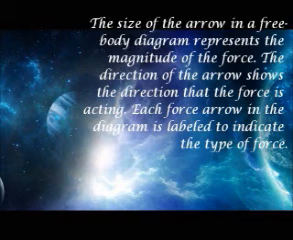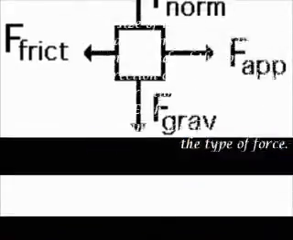The size of the arrow in a free body diagram represents the magnitude of the force. The direction of the arrow shows the direction that the force is acting. Each force arrow in the diagram is labeled to indicate the type of force.